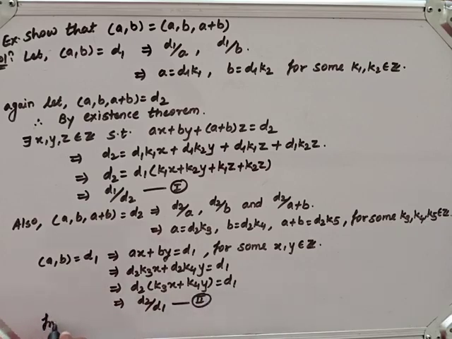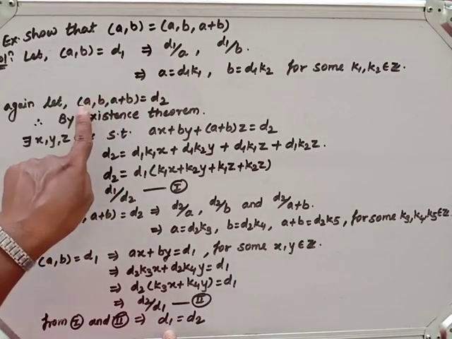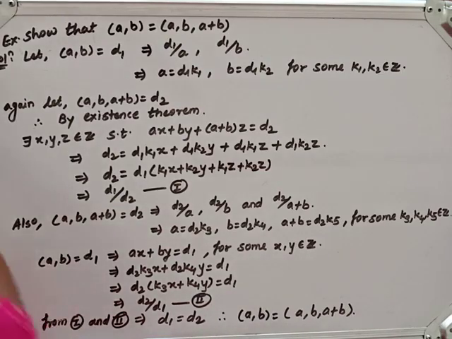Now from 1 and 2, what we get? d1 equal to d2. And d1 is the GCD of a and b, and d2 is the GCD of these. Therefore, we get GCD of a and b is the same as GCD of a, b and a plus b. Fine. Now, let me take the next example.